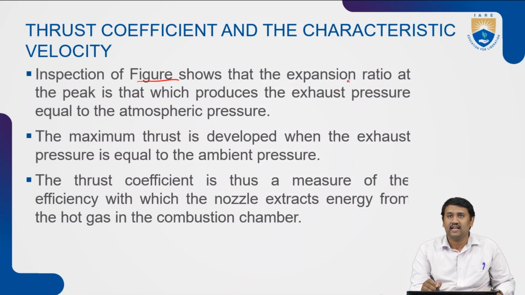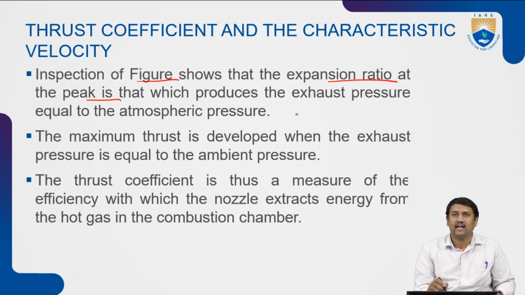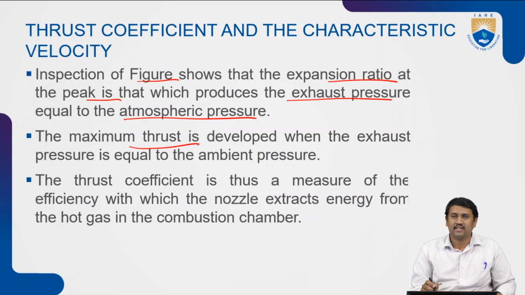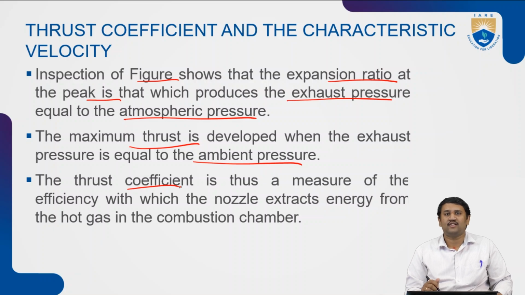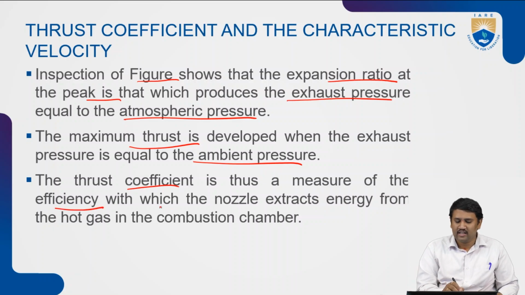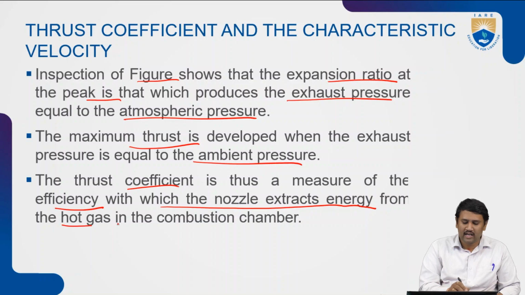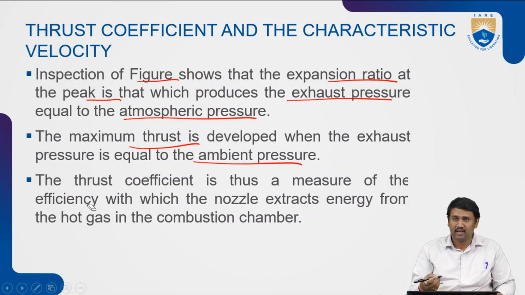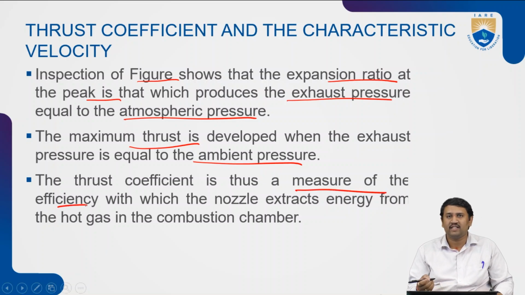Now, upon inspection, we can see that the expansion ratio at the peak is where the exhaust pressure is equal to the atmospheric pressure, and the maximum thrust is developed when the exhaust pressure is equal to the ambient pressure. The thrust coefficient is thus a measure of the efficiency with which the nozzle extracts energy from the hot gases in the combustion chamber. In other terms, the thrust coefficient is simply a measure of efficiency in which the nozzle extracts energy from the hot gases present in the combustion chamber.